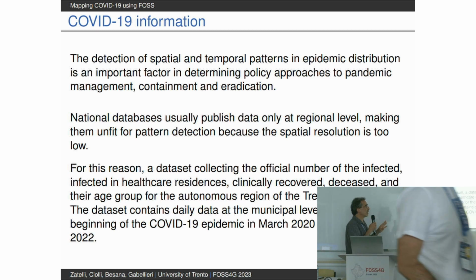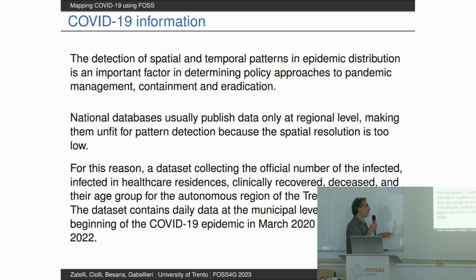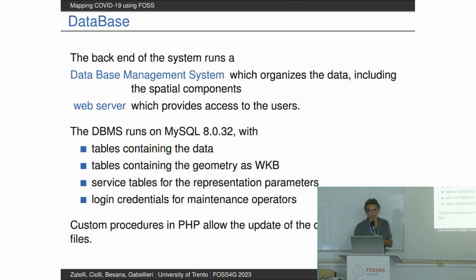And for this reason, a dataset collecting the official number of the infected in healthcare residents, clinically recovered, deceased, and their age group for the autonomous region of Trentino in Italy, where we work, was developed. The dataset contains daily data at the municipal level, starting from the beginning of the COVID-19 epidemic in March 2020 until the whole 2022.